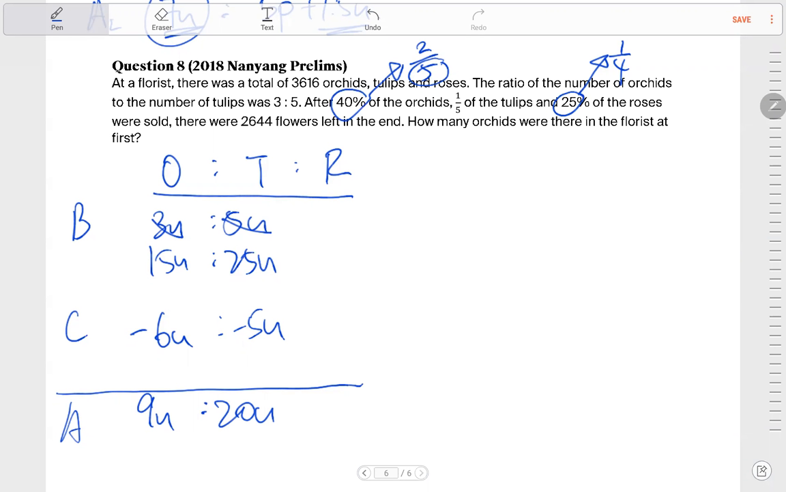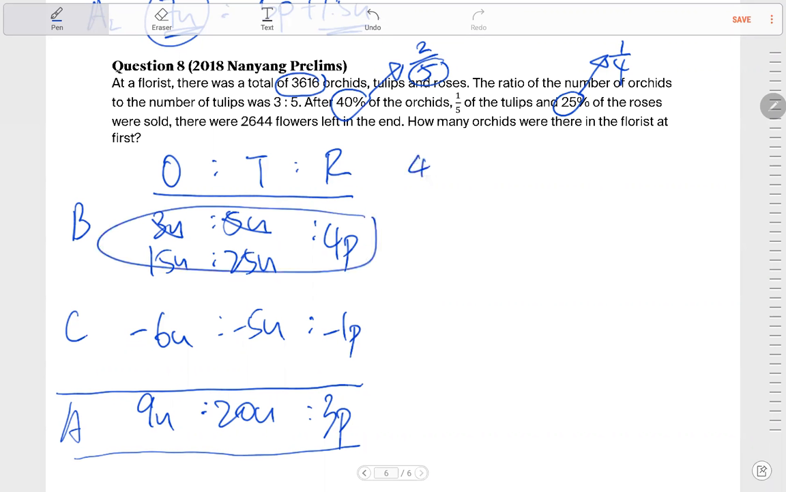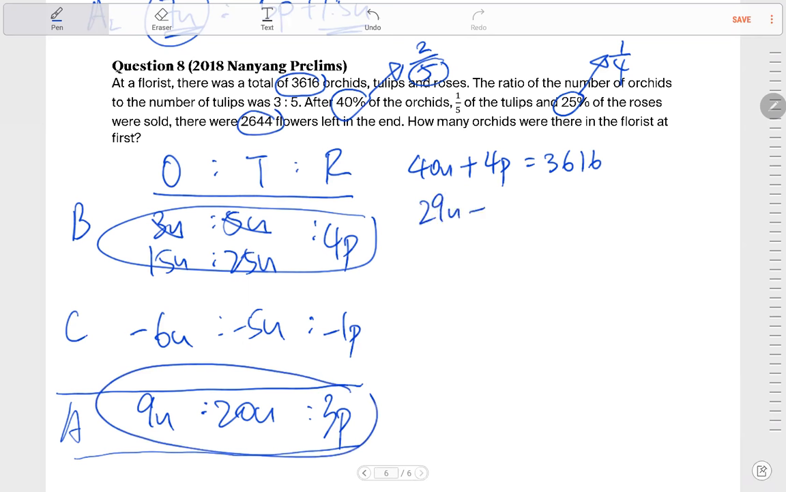So let's look at roses. 25% or 1/4 of the roses were sold. So like before, if 1/4 of the roses were sold, I'm going to start roses with 4p, change minus 1p, after is 3p. Then let's look at the numbers. There were a total of 3,616, which means if I add everything up here, 40u plus 4p is 3,616. And there were 2,644 flowers left in the end, which means I add everything up here, which tells me that 29u plus 3p equals 2,644.